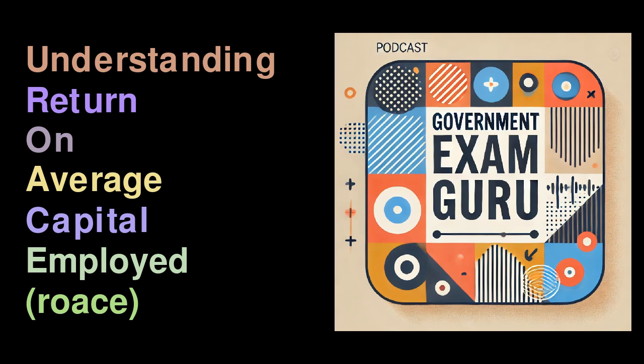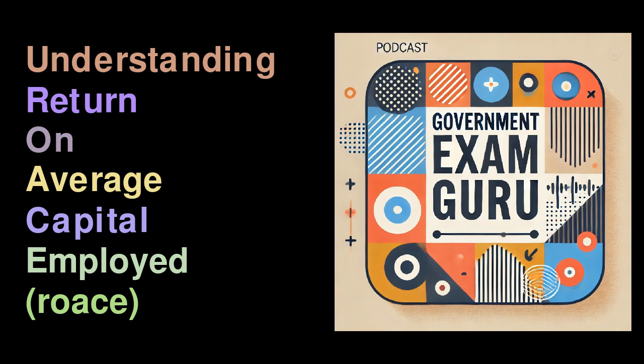3. Calculate ROACE. ROACE equals EBIT divided by average capital employed equals $60,000 divided by $325,000 equals 18.46%. In this scenario, the company achieves a ROACE of 18.46%, indicating its efficiency in leveraging capital to generate profits.